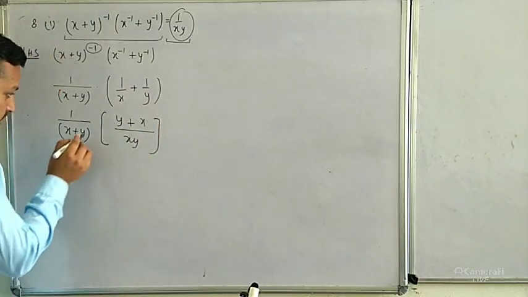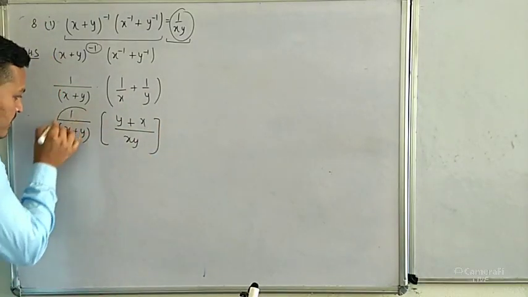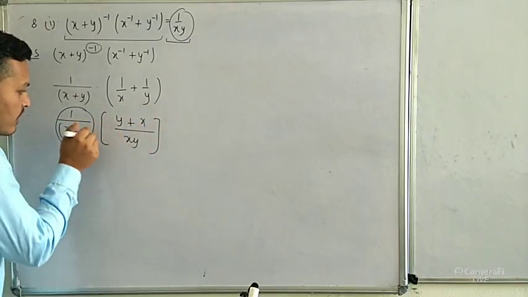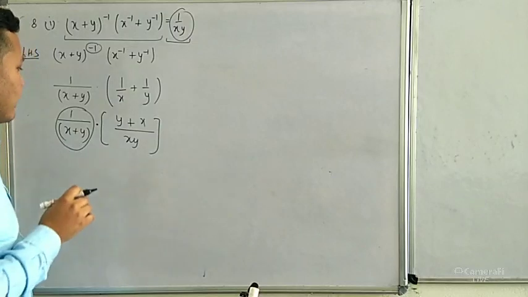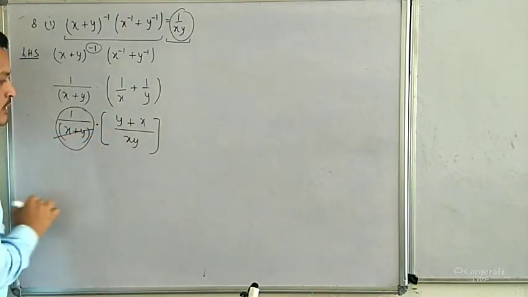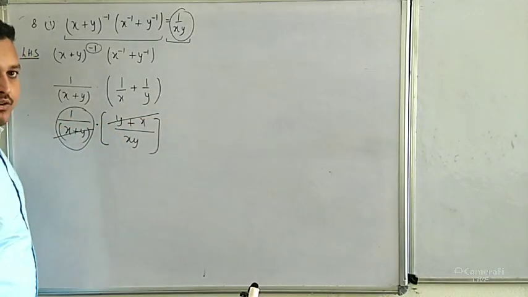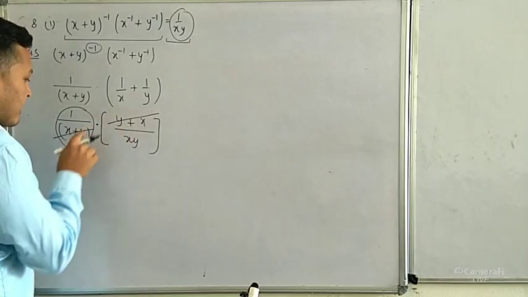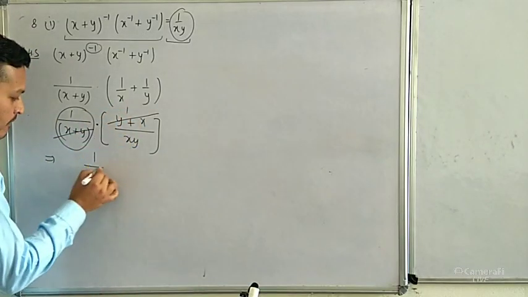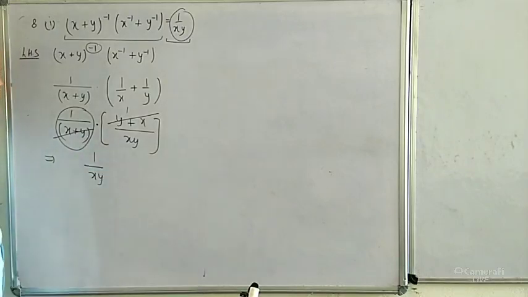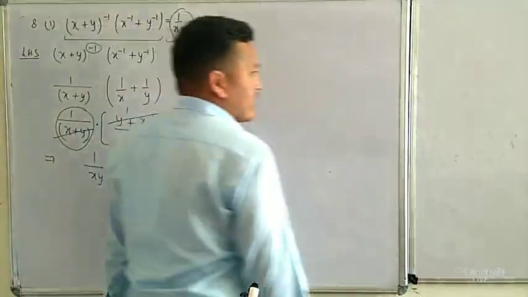Now this part and the second bracket, there is no sign coming between them, which means it is a form of multiplication. So we can cut this x plus y and this x plus y, the same in the numerator and denominator. So what is left is 1 upon x into y. So this is your right hand side. Okay, this is a very simple one.